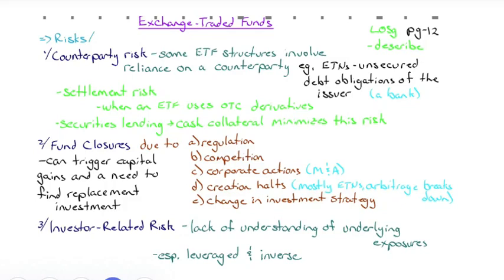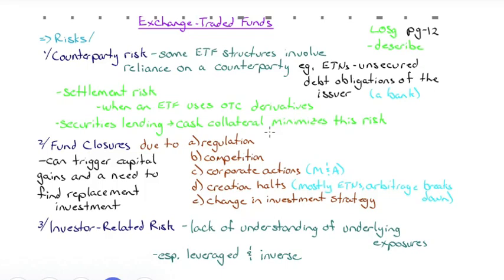Settlement risk, when an ETF uses OTC derivatives. Notice it's not exchange-traded derivatives, but OTC derivatives. And securities lending: an ETF lends its securities out. It gets cash collateral, somewhere between 102 to 105% of the security value that it lent out. So it minimizes that risk, but there's always the risk that whoever you lent the securities to will not be in a position to return those securities.